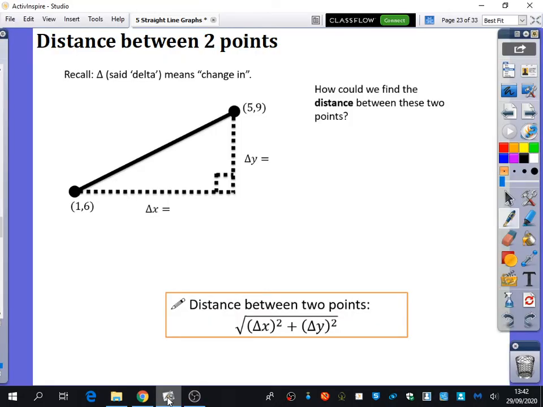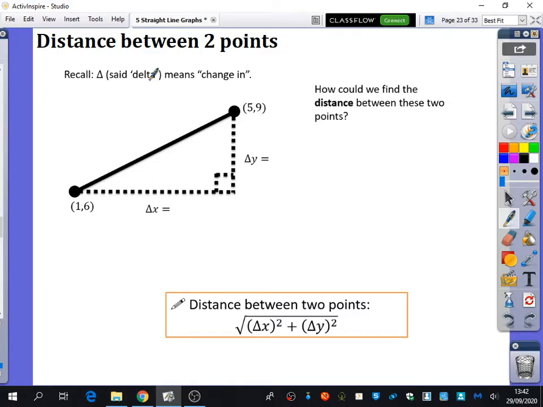Okay, so what we're going to be looking at here is the distance between 2 points. And I think this is something that you're probably familiar with from GCSE, but like I've said before, we want to make sure that everybody is on the same page here. So recall this little triangle is actually a Greek letter, delta, and we used it before, and it means the change in, okay? It means the change in.